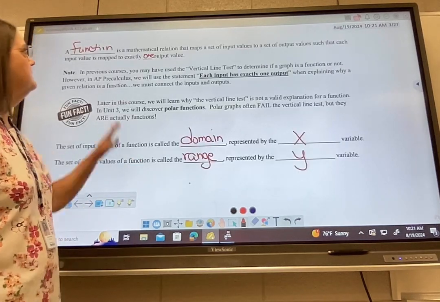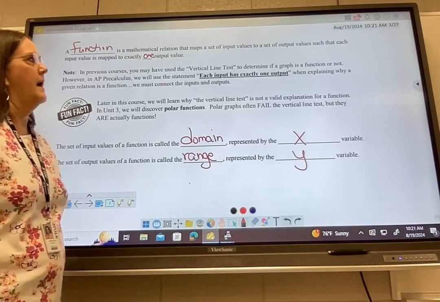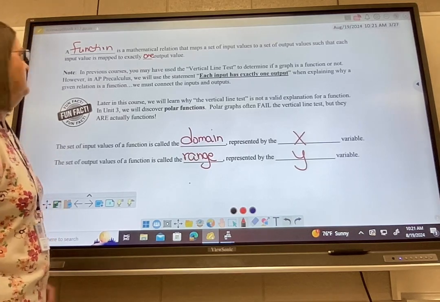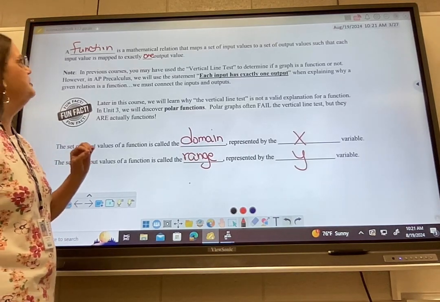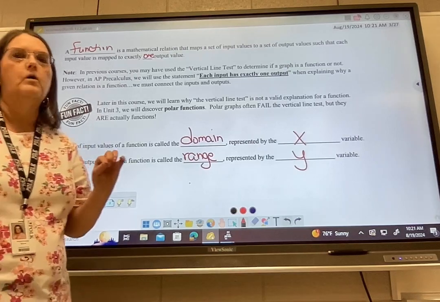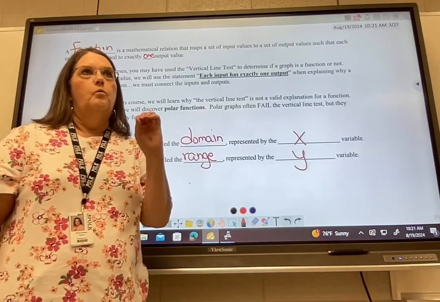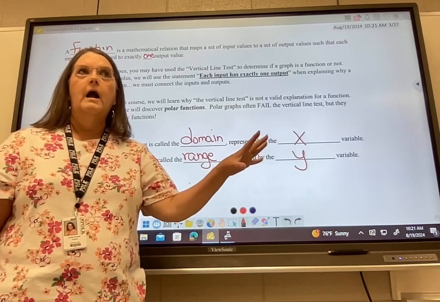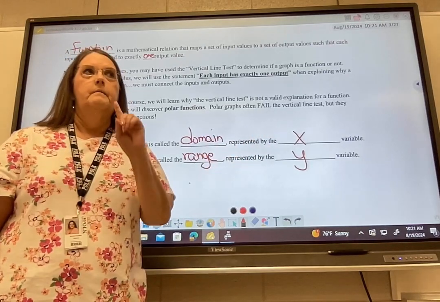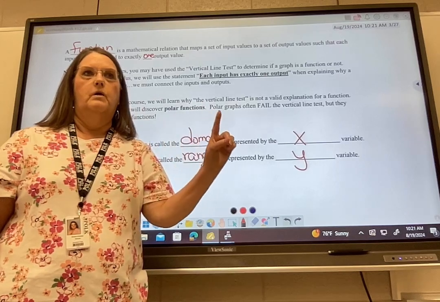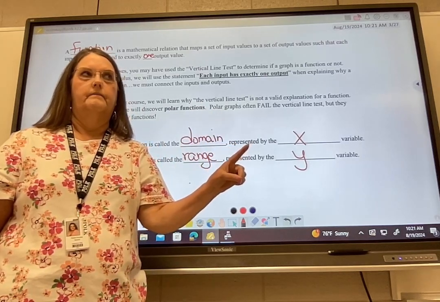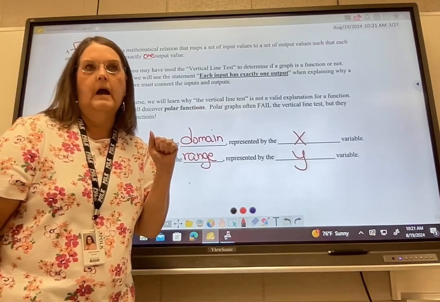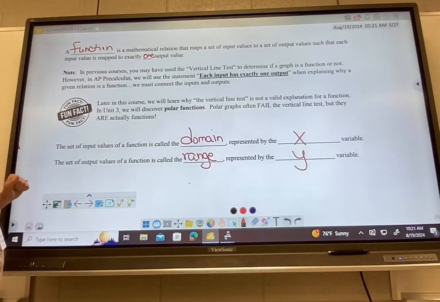All right, a function is a mathematical relation that maps a set of inputs to a set of output values such that each input value is mapped to exactly one output value. So one value of X will only have one value of Y. Y can have multiple values of X, but X can only have one value of Y. So the X cannot repeat, but the Y can. Okay, that's about the best way to put that.